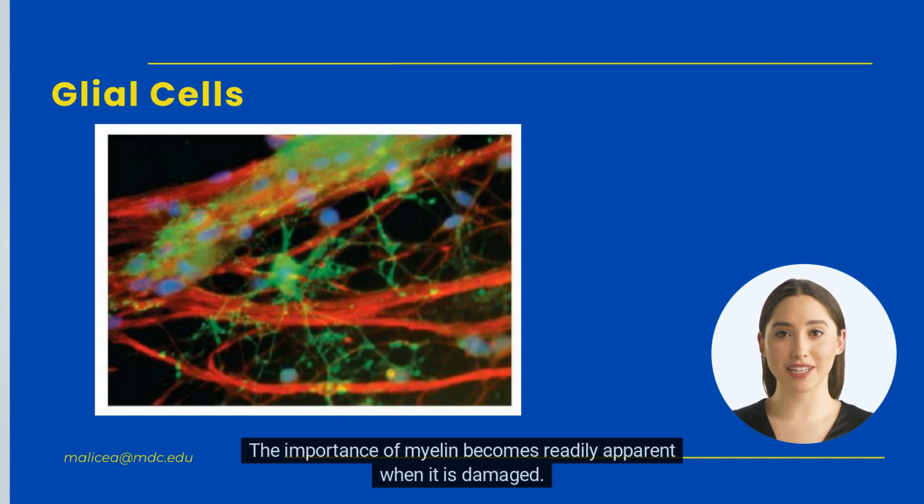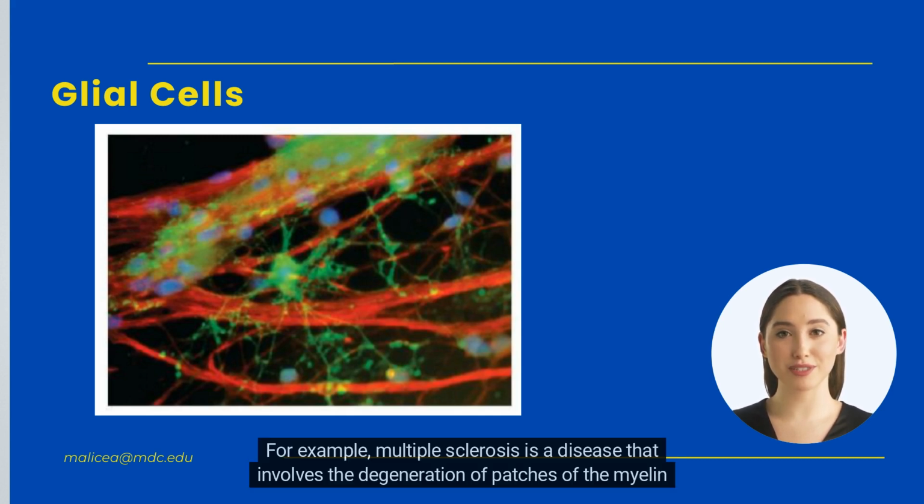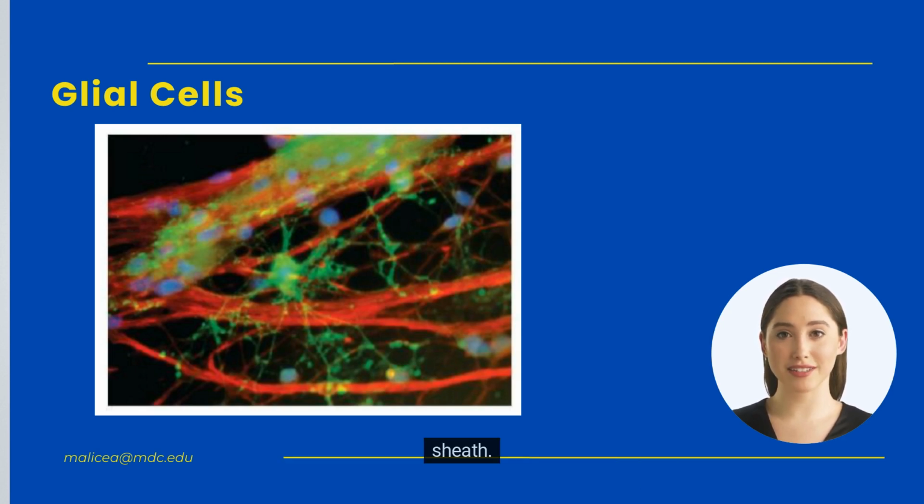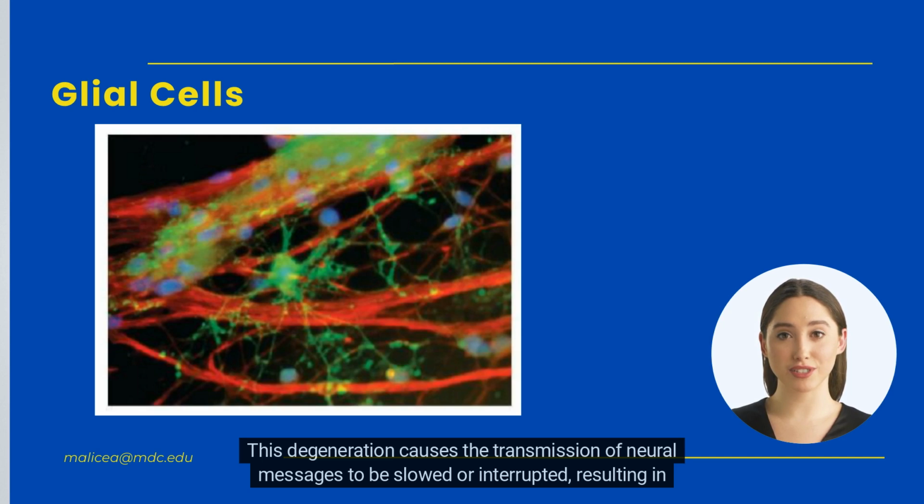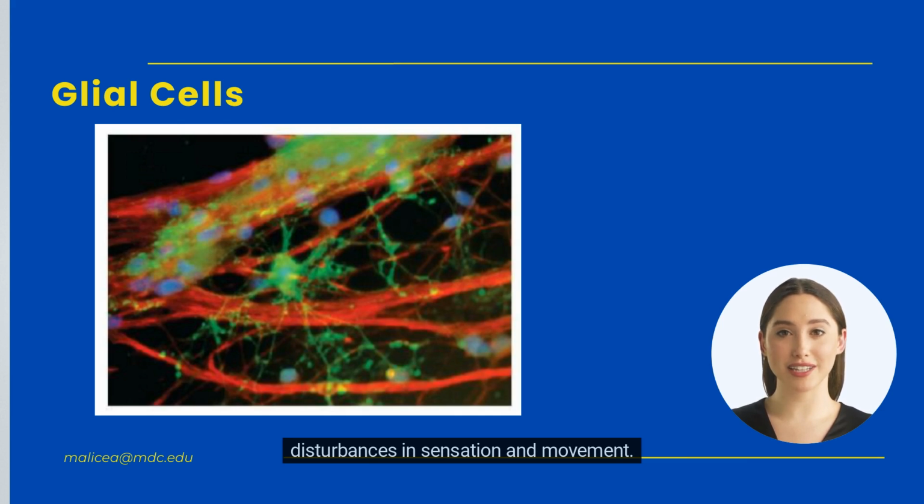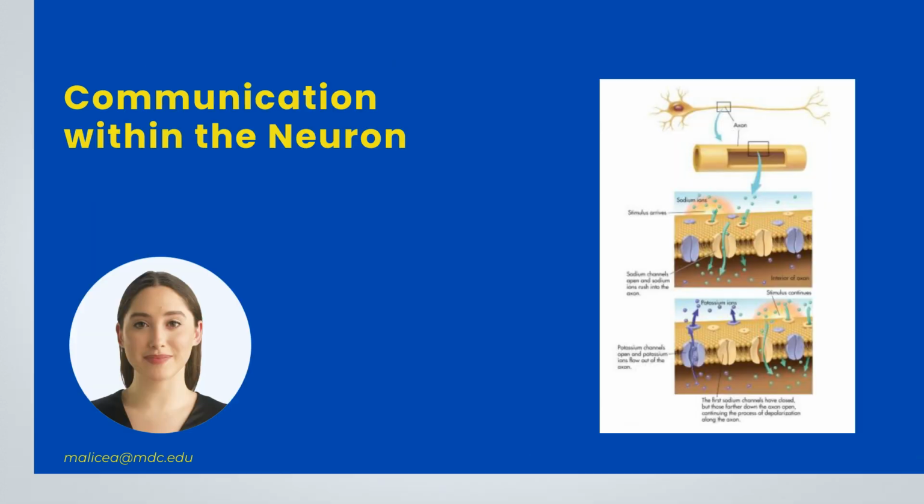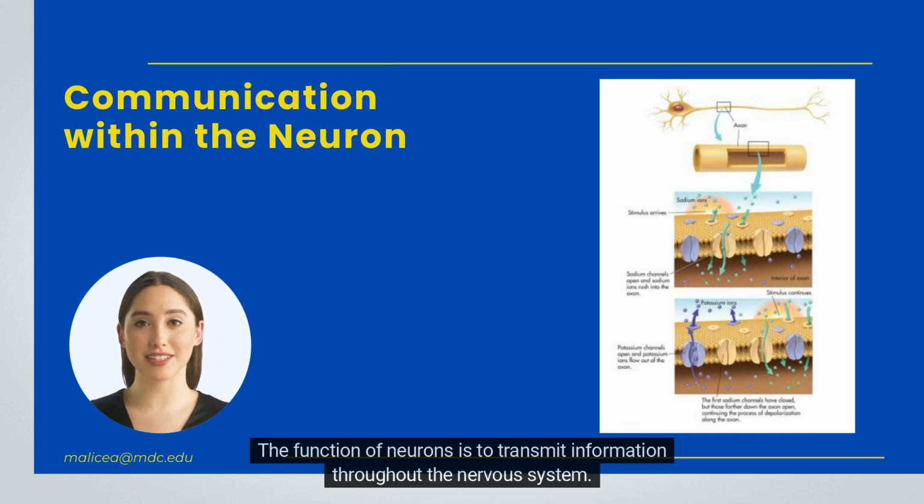The importance of myelin becomes readily apparent when it is damaged. For example, multiple sclerosis is a disease that involves the degeneration of patches of the myelin sheath. This degeneration causes the transmission of neural messages to be slowed or interrupted, resulting in disturbances in sensation and movement. Glial cells: there are many kinds of glial cells, or glia. They play an active role in brain functioning. The function of neurons is to transmit information throughout the nervous system.